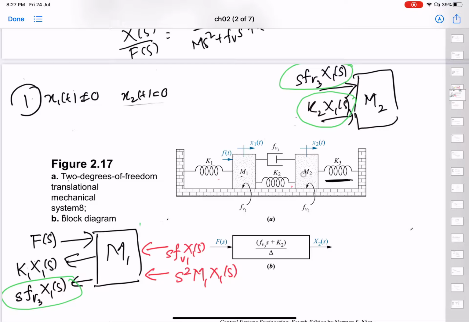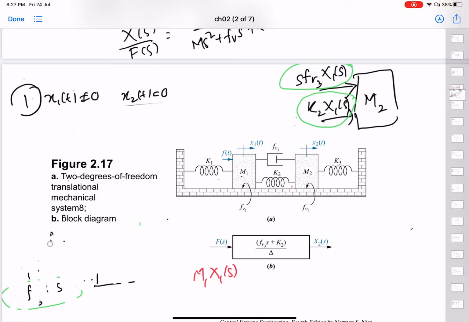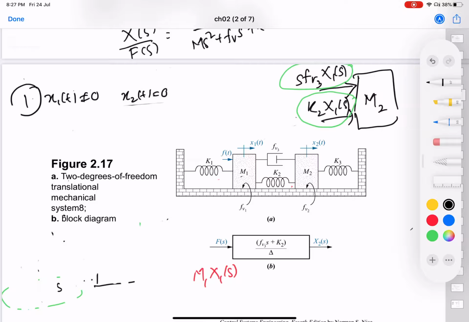The second case is going to be when x2t is not equal to 0 and x1t is equal to 0. So you are fixing this mass and you're allowing this mass to move. Now in that case, what are the forces going to be?